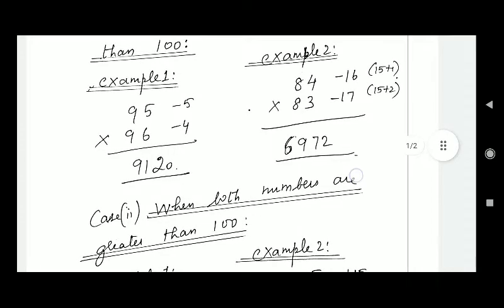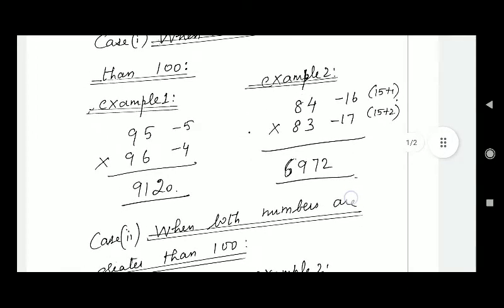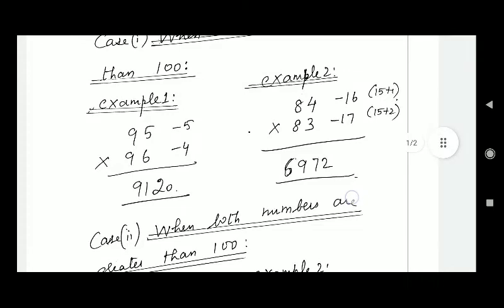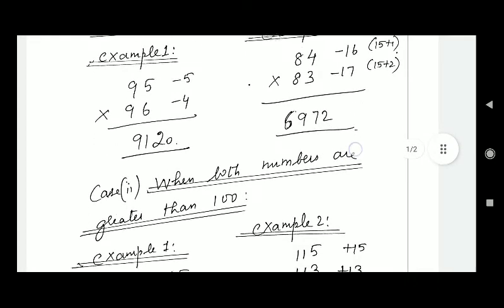Now the first digit of the 272 is being carried forward. In order to get the first two digits of the final answer, I follow the same method. Subtract 17 from the left hand side top value, or subtract 16 from the left hand side bottom value. Both will give me the same result. 84 minus 17 or 83 minus 16, both of which will give me the same result, which is nothing but 67. And with that 67, I have to add the 2 which was carried forward. So 67 plus 2 will give me 69. So 6972 is my required answer.